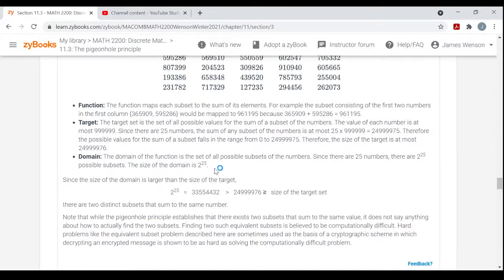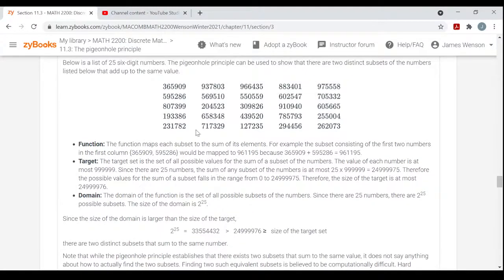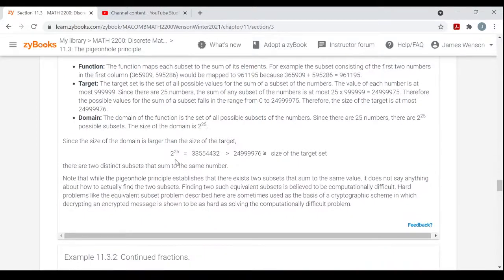Now, if you recall from our chapter on counting, if you have 25 objects, how many possible subsets are there? Well, there were 2 to the 25th. And 2 to the 25th is huge. That number, the number of subsets, the number in the domain, is greater than the number of possible sums. So there are at least 2 distinct subsets that will have the same sum.